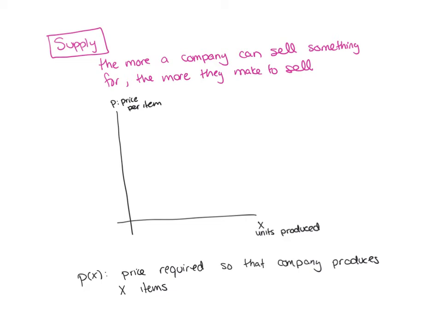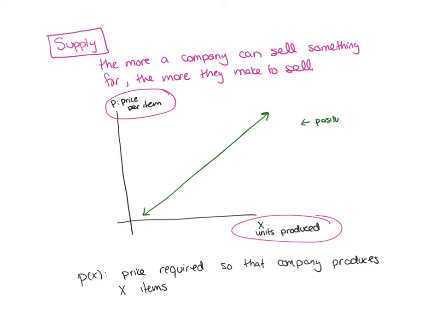So the company will produce more units, right? It's going to produce extra units if the price per item is really high. So here, the higher the price per item, the more units it's going to produce. So for my supply, I'm going to get this positive slope. And that supply curve is telling me the price required, how much money I have to be able to sell something for, so that that company is willing to produce x items. So we can think of that as the interpretation of our supply curve. Now let's put these two together.